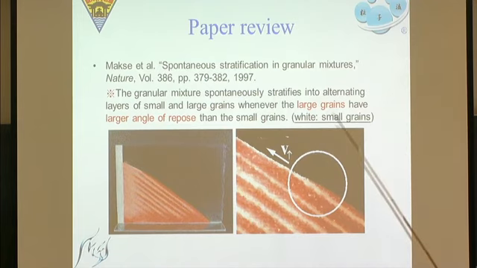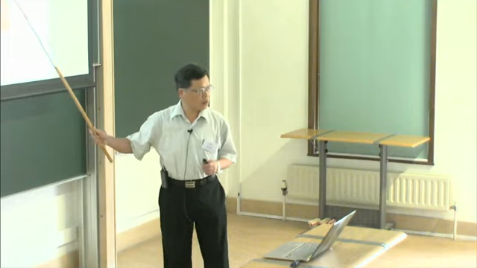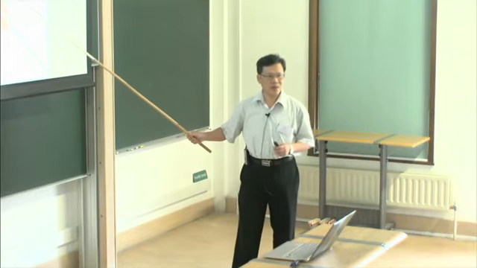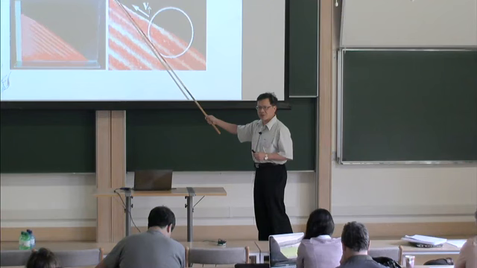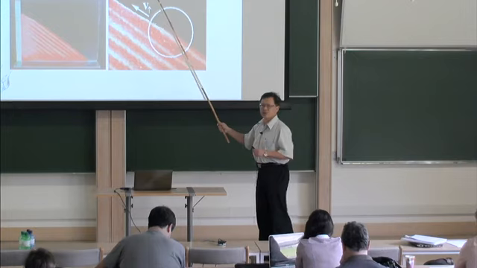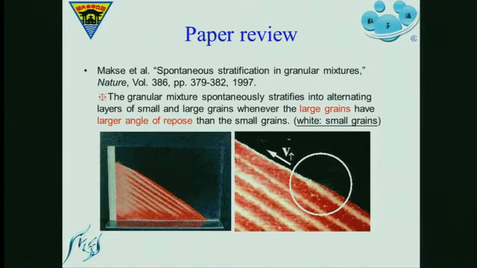The first one is by Max. They poured the mixture of larger and smaller particles from this side, and then they found the streak. They concluded that if the large grains have a larger angle of repose than the smaller ones, the streak forms. If the large grains have a smaller angle of repose, then segregation occurs but no streak. Here, the white are small particles.